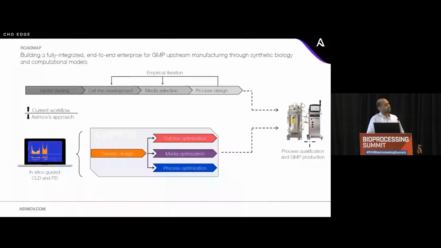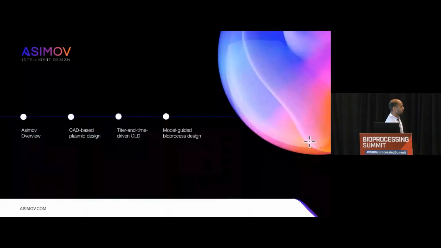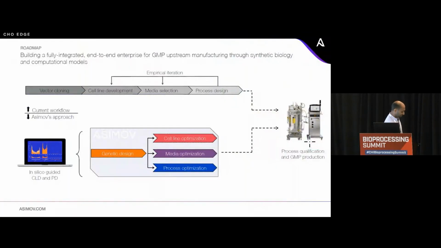But if you think about how things are done today, it's fairly empirical with the vector cloning, cell line development, media development, and the process design. And if something goes wrong in any of those stages, there's got to be an iteration cycle. Our approach is really to make the entire thing in silico driven, with experimental data to drive those models. And so the genetic design that we put in is able to predict what's the optimal cell line development path, the optimal process path, and the optimal media conditions.